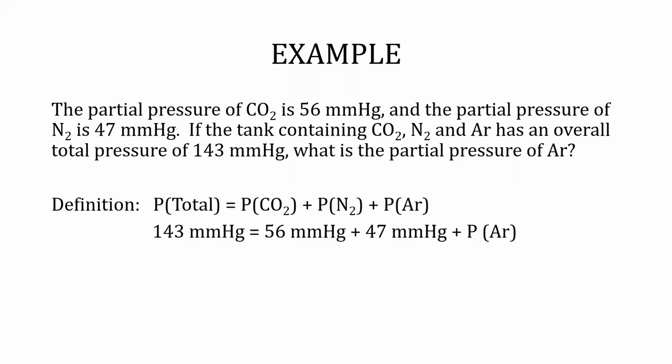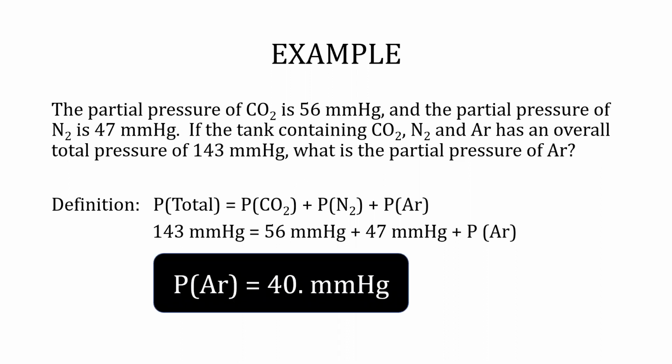By definition, P total equals P of CO2 plus P of N2 plus P of Ar. Therefore, since the total pressure is 143 mmHg, which equals 56 mmHg plus 47 mmHg plus P of Ar, in the end, P of Ar equals 40 mmHg.